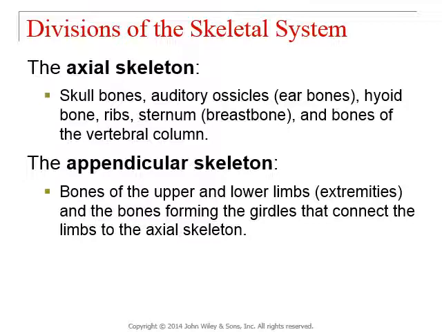The appendicular skeleton, which we'll cover in a different chapter, is going to include the bones of both the upper and lower extremities or limbs, as well as the girdles that connect the limbs to the axial skeleton.